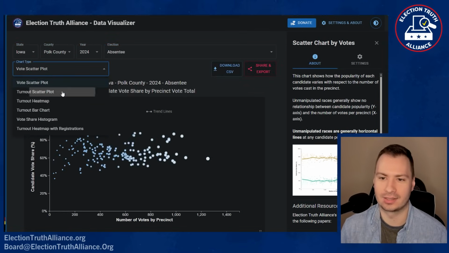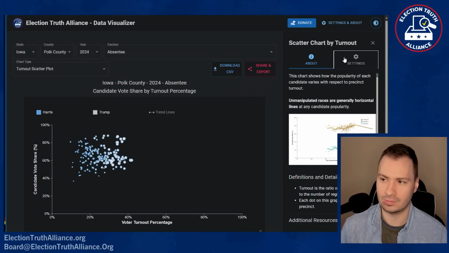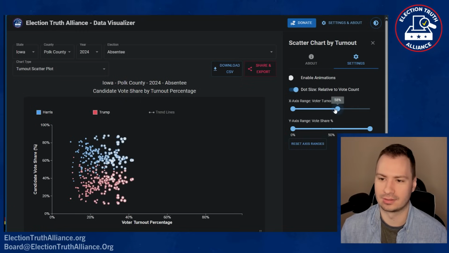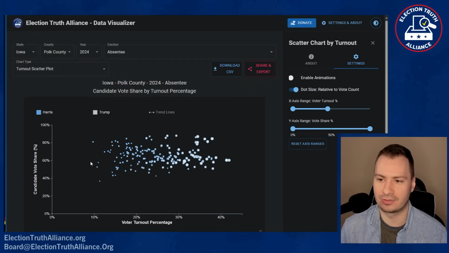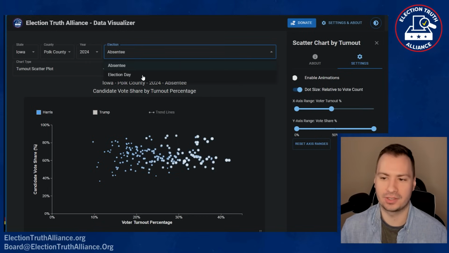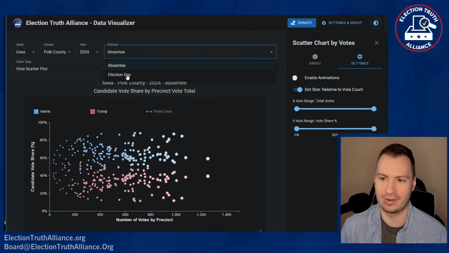And then when we look at this as a scatter plot, we see generally the same thing. And we can actually stretch this out just a little bit. We don't see significant growth for either candidate in places where more votes were cast or places where fewer votes were cast, and places where turnout was higher. So nothing very suspicious here, no major anomalies. But now we'll look at election day for Polk County.